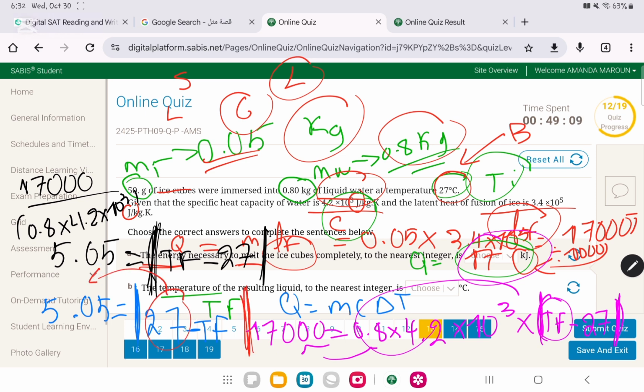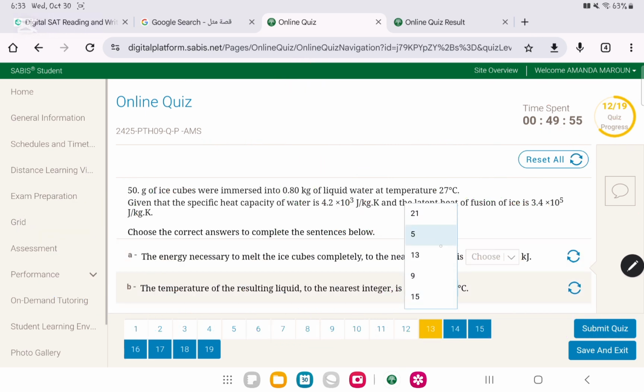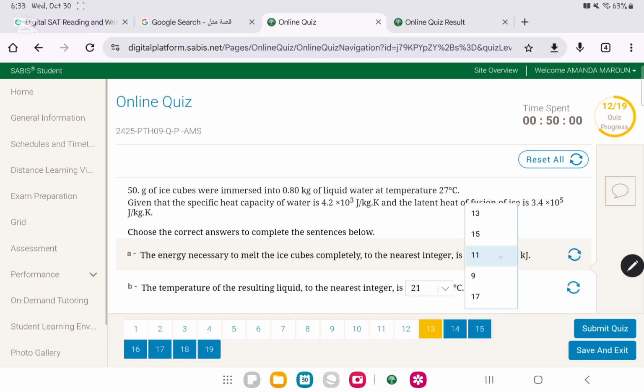Okay, so now we're going to close the absolute value, and we move 27 to the other side. So we have that temperature final is equal to 27 minus 5.05. If you do it on your calculator, you are going to get 21.95. So if you round it, it's approximately 22. Here we don't have 22 as an answer, so we're going to take 21 as our answer because it's nearest to the 21.95. And then here our answer was 17.